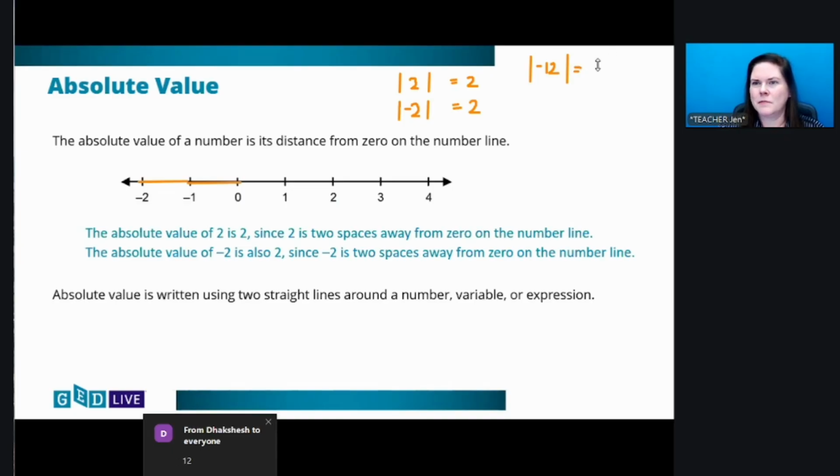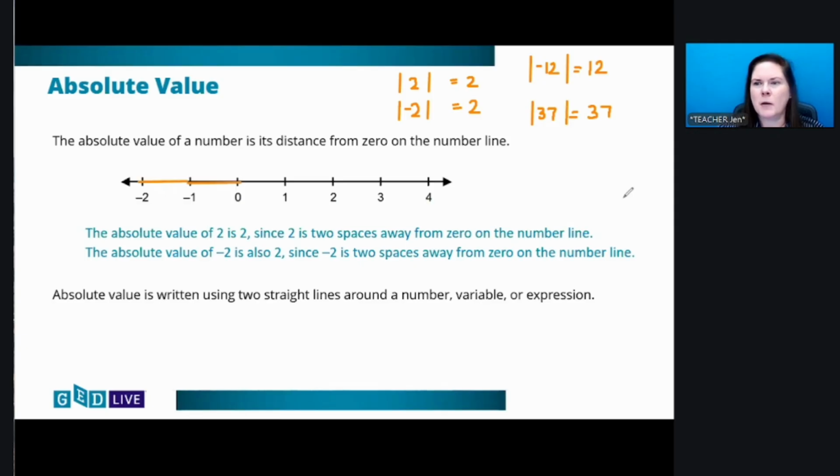Yeah, 12. Totally. And what is the absolute value of 37? Also good, Debbie, right? Also 37, right? So the bars tell us that the question is how many steps away from zero is the number inside these bars?